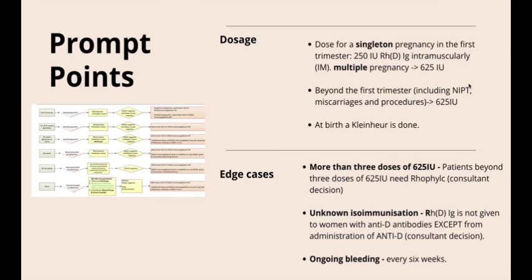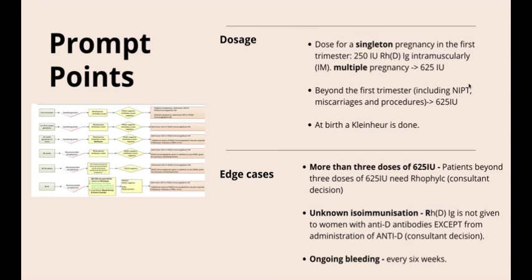There are some edge cases that are discussed in PROMPT, which are probably lower yield, but they're worth knowing if you're trying to get every single mark possible. If a patient has had 3 or more doses of 625 IU, they need an IV version of this called Rhophylac. That's a consultant-led decision.